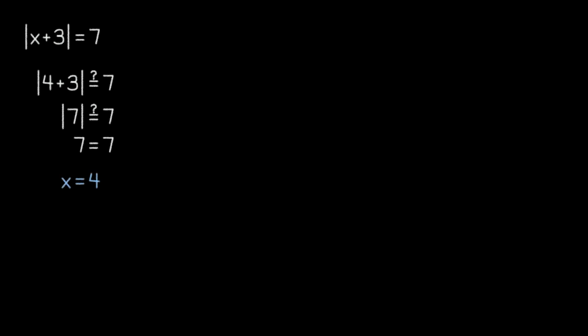But absolute value equations can have multiple answers, so we're not done yet. In fact, if we were to make another guess at a solution to this equation, -4 might be a good candidate, since we've already seen an example of an absolute value equation where the answers were just the positive and negative versions of the same number. So let's try out -4. -4 plus 3 is -1, and the absolute value of that is +1.